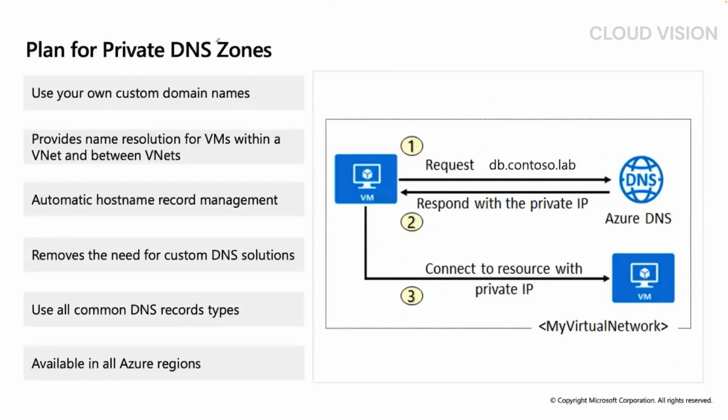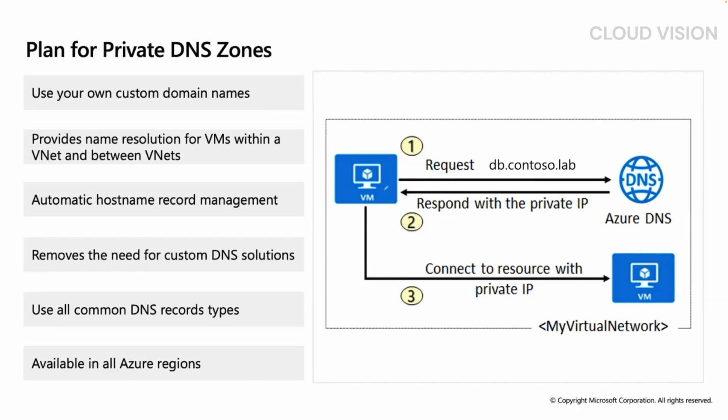For the private DNS zone, you can use your custom domain names and provide name resolution for VMs within the VNet and between VNets as well. Automatic host name record management happens, which removes the need for custom domain DNS resolution solutions as well. So in this scenario, here is how this works.